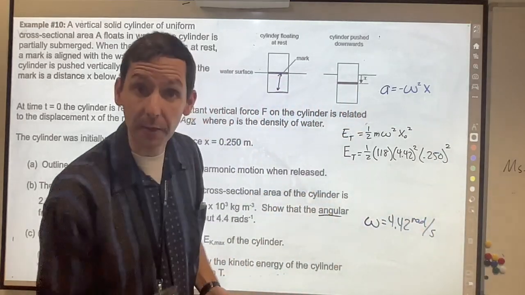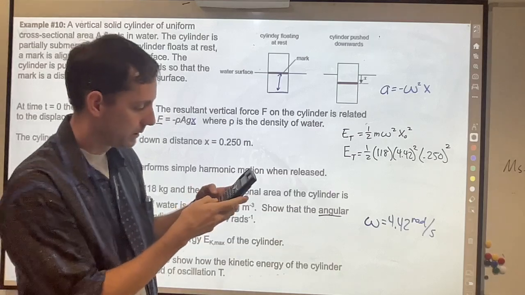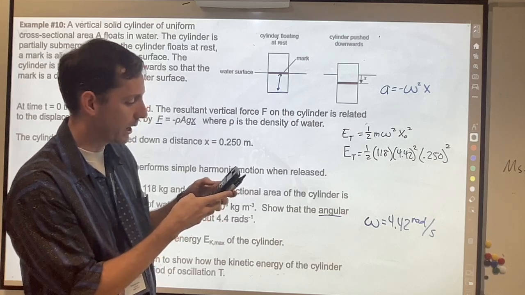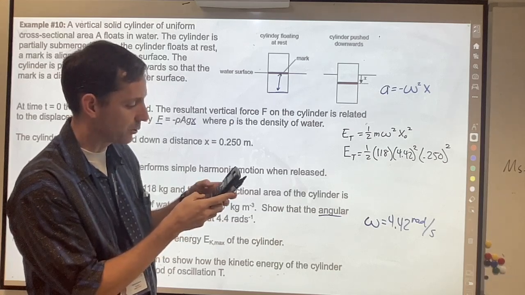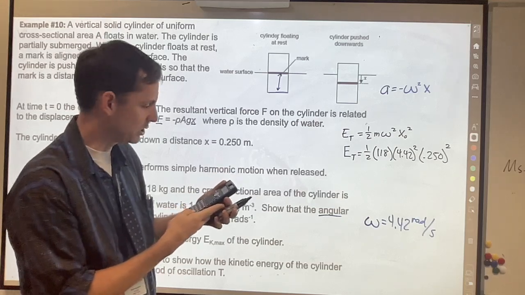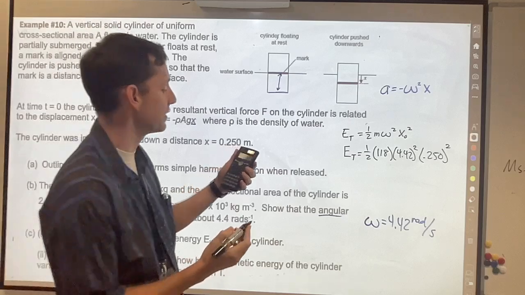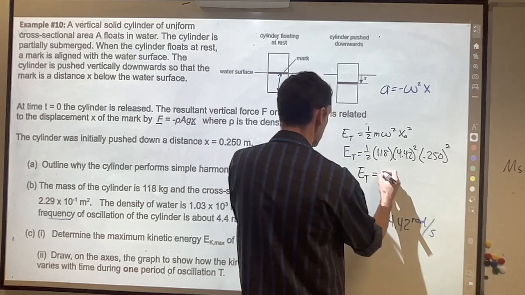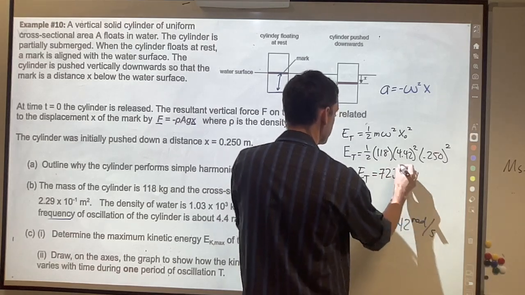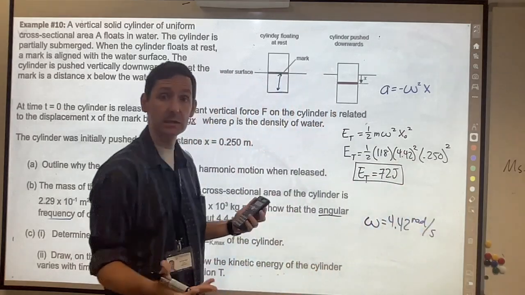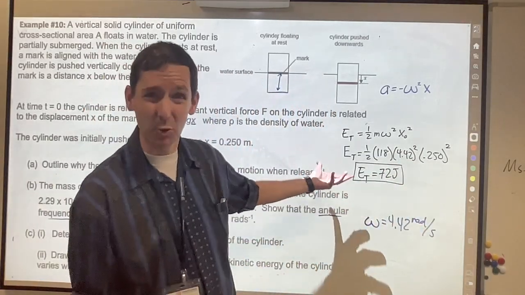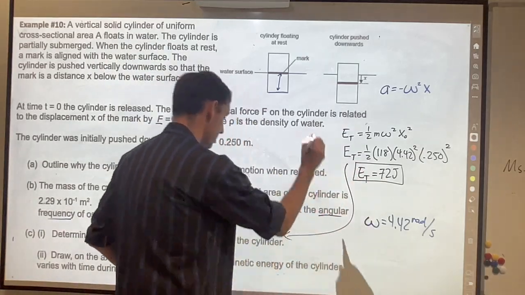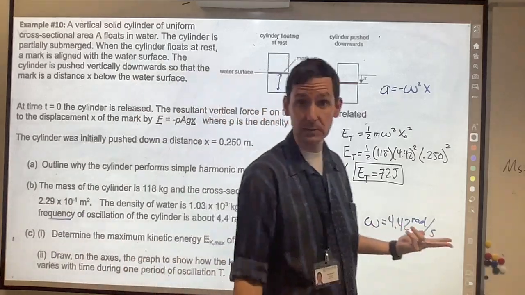And so we should be able to plug all that into our calculator. So 0.5 times 118 times 4.42 squared times 0.250 squared. And I expect it should give me something close to about 60. It gives me 72.04. So the maximum kinetic energy would be about 72 joules. Everything is in SI units, and so when I get to the end, the answer should be joules. All right? So this is the answer to part C right there. We've determined the maximum kinetic energy.